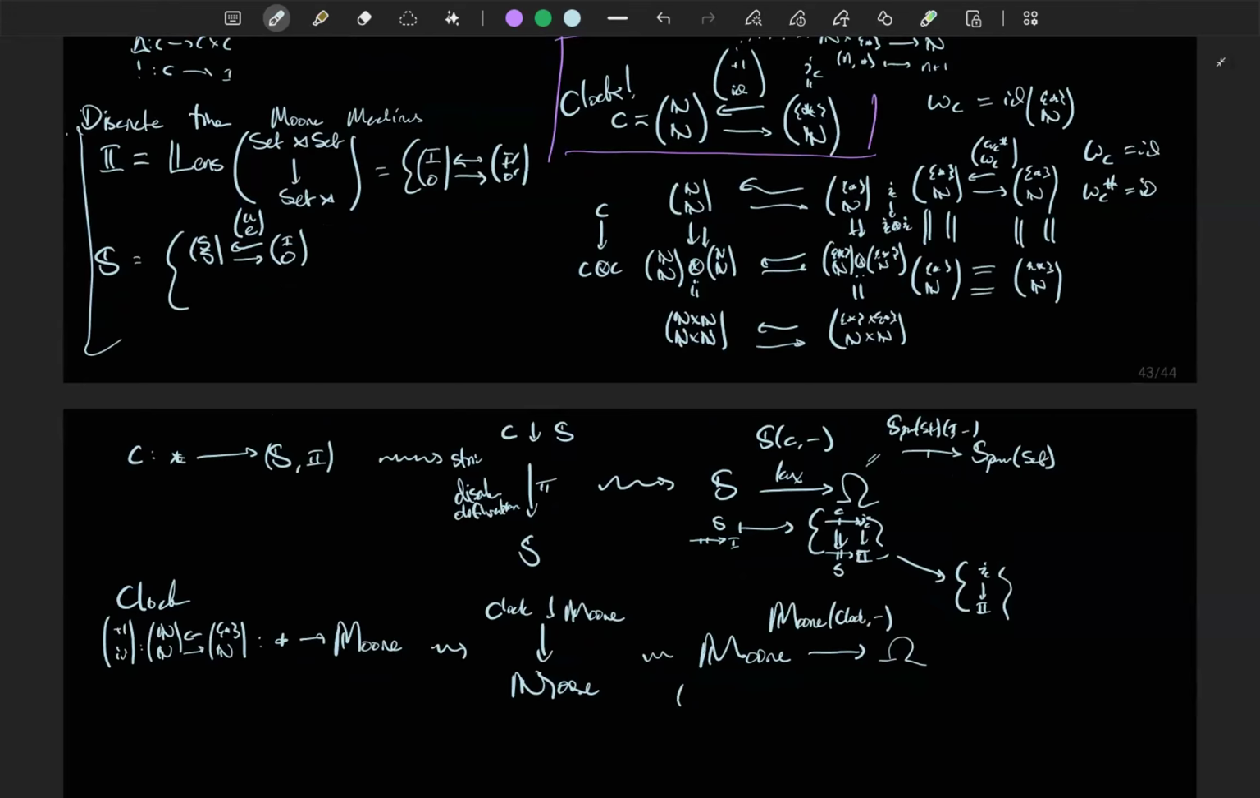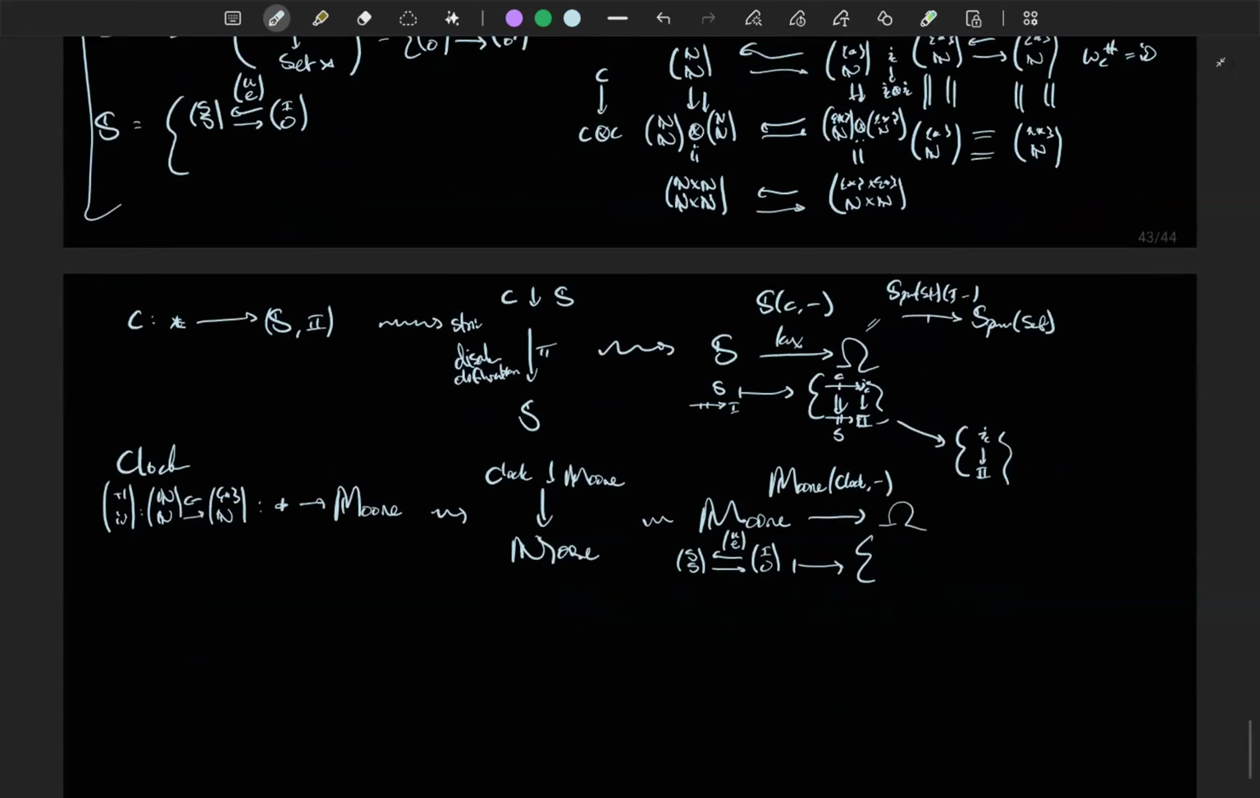So this sends a more machine to this system in here, which again is something over the interface of some things. So it sends it to the set of all maps from the clock, in other words, all charts of this form, where the constraint on the left-hand side, I've described this before.